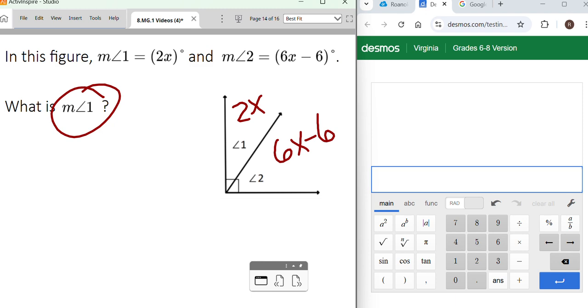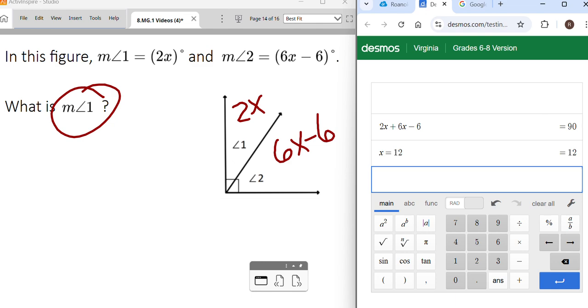I know because of that box in the corner that these two angles together equal 90 degrees. So in my calculator, I'm going to type 2x plus 6x minus 6, and then x equals, and I'm going to try x values until I get to 90. So I'm going to try a 10. It's a little bit higher than that. I'm going to try an 11, a 12. X equals 12 gives me 90, but that is not what they're asking me for.